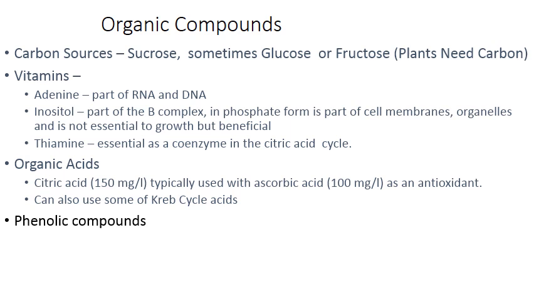Next group is organic acids like citric acid, which is required at 150 mg per liter, typically used with ascorbic acid at 100 mg per liter as an antioxidant. This can also be used with some of the Krebs cycle acids. Next is phenolic compounds like phloroglucinol, which stimulates rooting of shoot sections.